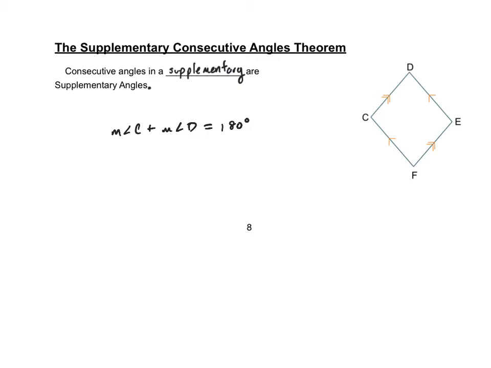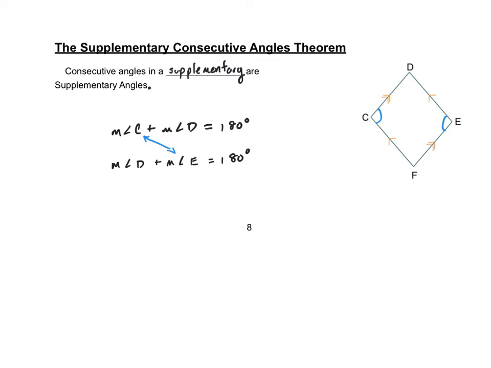As we continue to go around, the measurement of angle D plus the measurement of angle E is also equal to 180 degrees. And knowing the theorem we just talked about, that opposite angles are congruent, it looks like angle C and angle E are congruent angles because their measurements are equivalent.